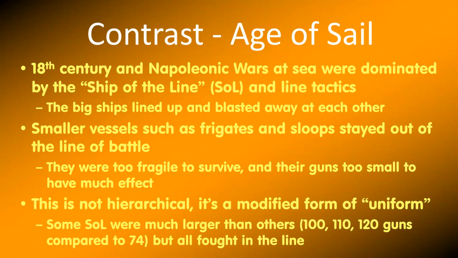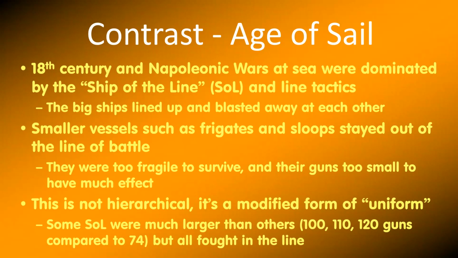Now, another contrast is the age of sail. 18th century and Napoleonic wars at sea were dominated by the ship of the line and line tactics. The big ships lined up and blasted away at each other. Smaller vessels such as frigates and sloops stayed out of the line of battle because they were too fragile to survive and their guns were too small to have much effect, even if they had sufficient range. This is not hierarchical though, it's a modified form of uniform.